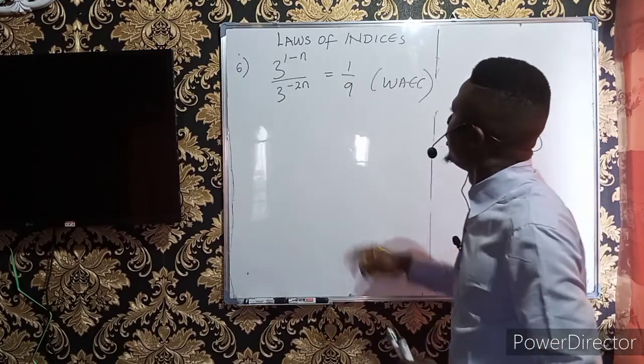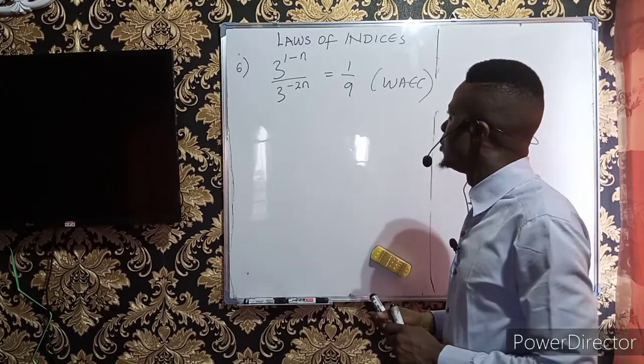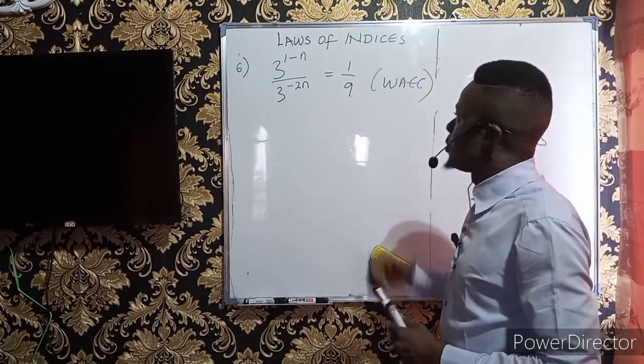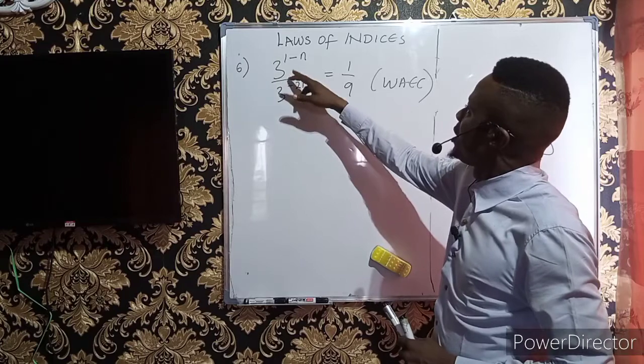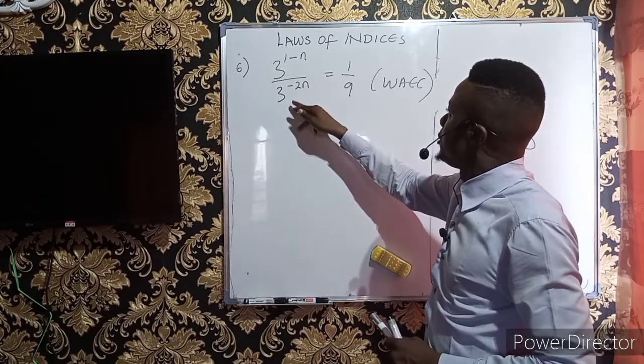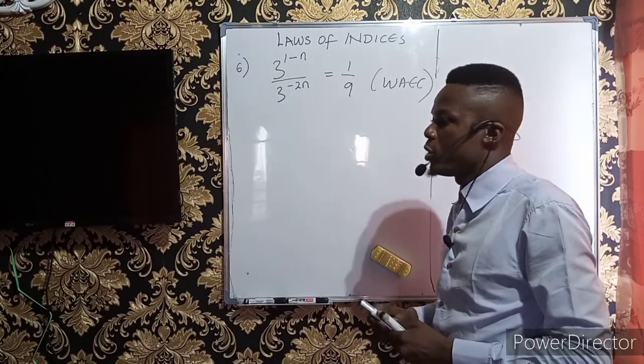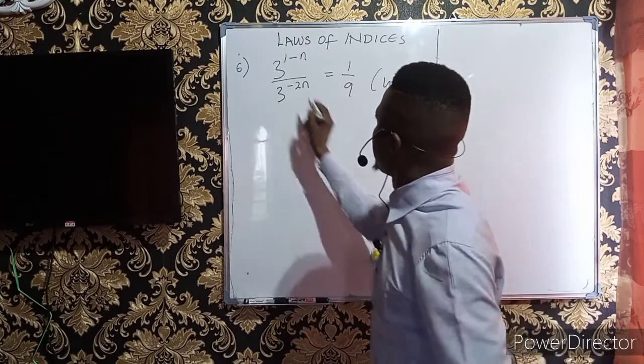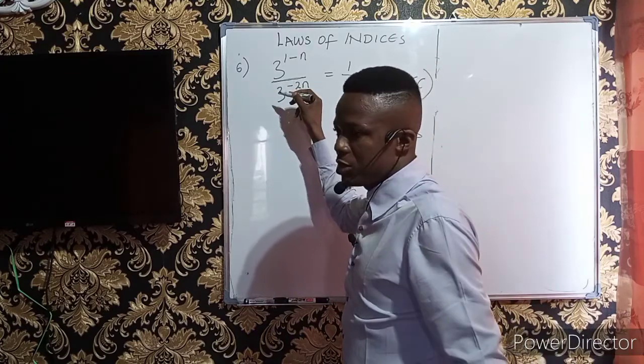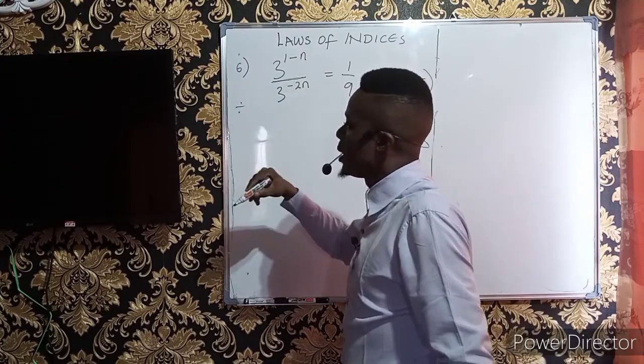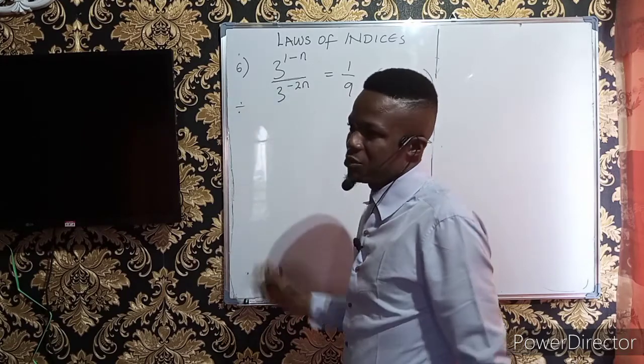So in the last question for today's video, we want to take one question from WAEC, where we'll have 3 power of 1 minus n over 3 power of minus 2n equals 1 over 3. Now, this is a division sign. Forget about the way it's written. So it's not a must. You can see it this way. Because it's division, you simply subtract the powers.